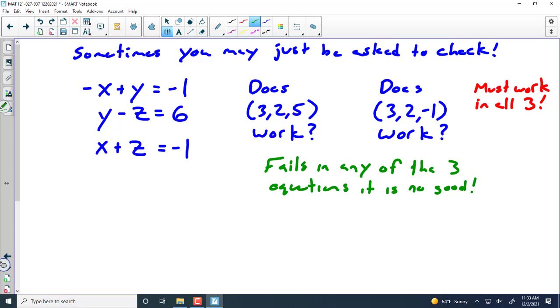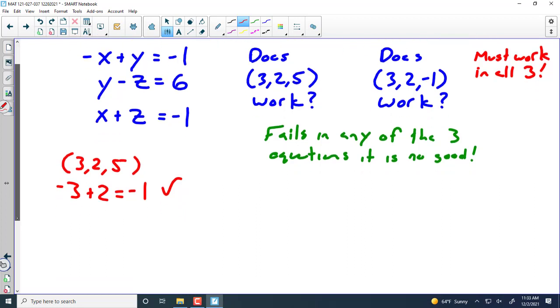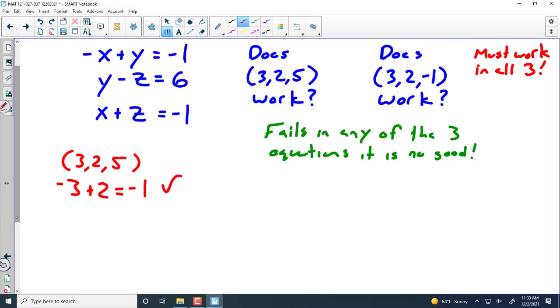The reason I bring that up is because with this first one here, when you take that 3, 2, and 5, and you plug the 3 and the 2 into this first equation, negative 3 plus 2 is negative 1. It looks like it's going to work. But then, when you go to the second equation, you plug in 2 minus 5, you do not get negative 6.